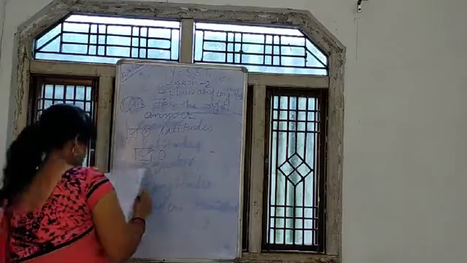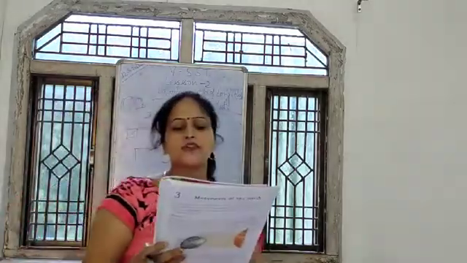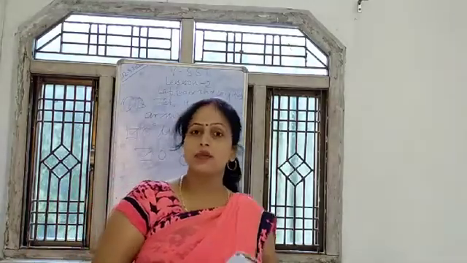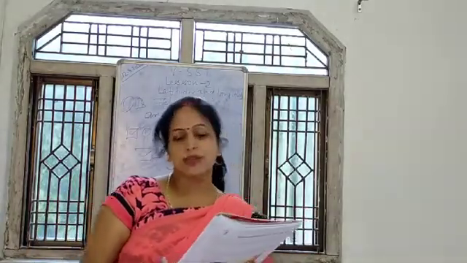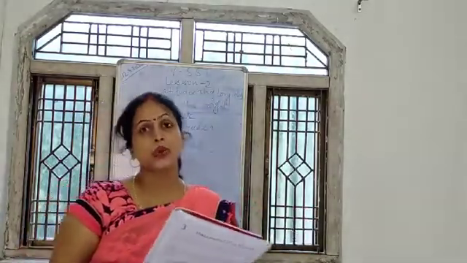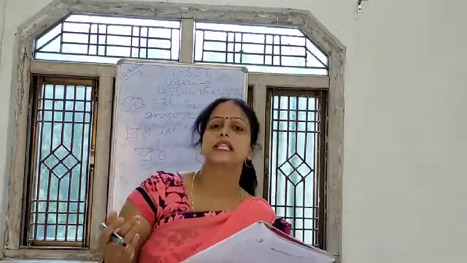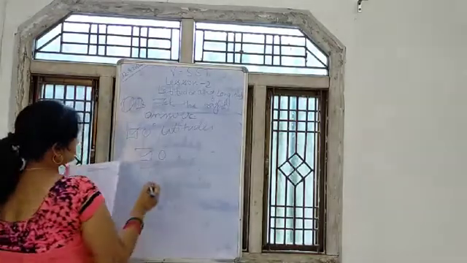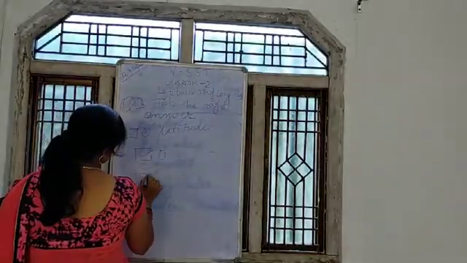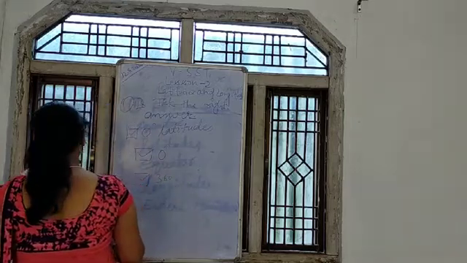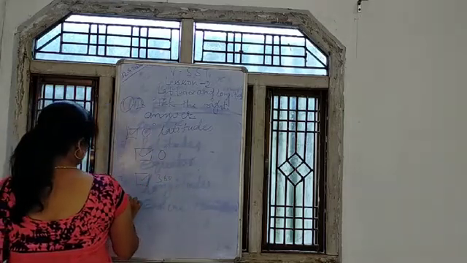Now third one. Third question. The total number of the lines of longitudes are dash. So how many lines, total number of lines are there for the longitudes? For the longitude, how many numbers of lines are there? So that is what? 360. Now next, fourth question.